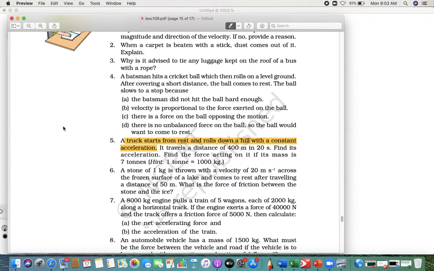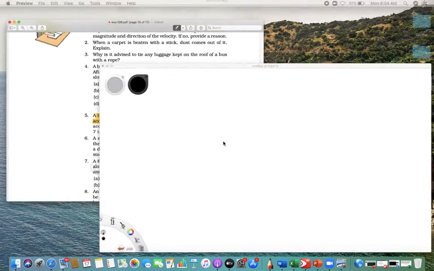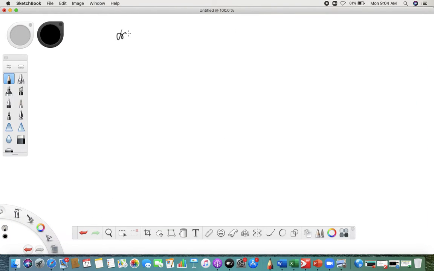A stone of 1 kg mass is thrown with a velocity of 20 meter per second across a frozen surface of a lake and comes to rest. So here initial velocity is given and it comes to rest. Make sure you notice all these things. For a word problem, make sure you read the question 2 to 3 times.